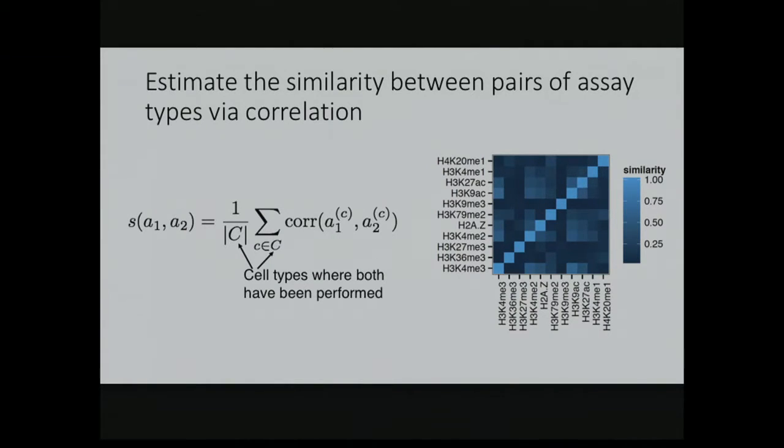He showed a heat map very similar to this, where you were looking at correlations. There could be lots of interesting directions to go, varying how those similarities are computed. But for now, we just focused on saying two assays are similar in the average correlation in the cell types where they've both been performed.